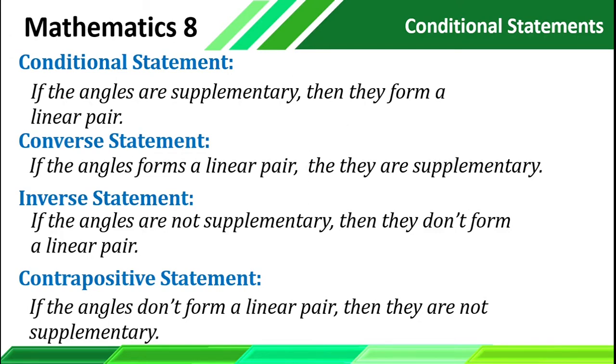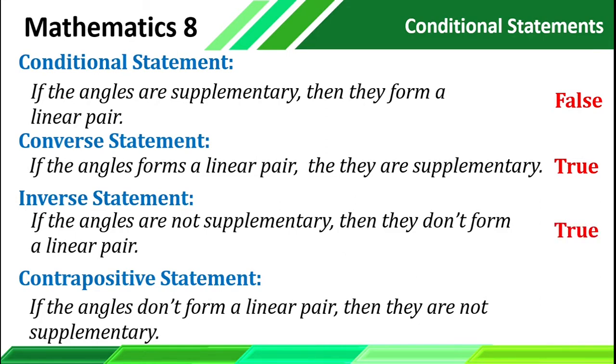Now let's determine the truth value of the following statements. For our conditional statement, we know that supplementary angles are sometimes a linear pair. Therefore, it is false. For our converse statement, we know that a linear pair is always supplementary. Therefore, this is true. For our inverse, we know that angles that are not supplementary don't form a linear pair. Therefore, this is also true.